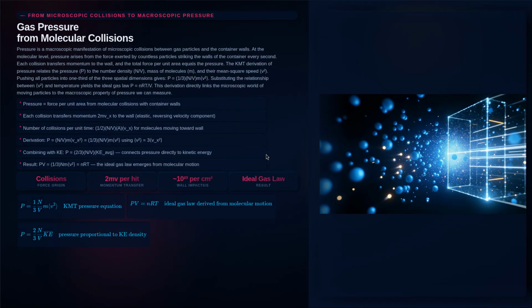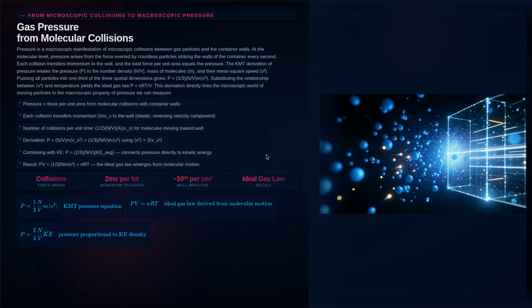Pressure is a macroscopic manifestation of billions of microscopic collisions between gas particles and container walls. Every time a molecule hits the wall and bounces back elastically, it transfers twice its momentum to the wall. The total force from all these impacts, divided by the wall area, gives us the pressure.